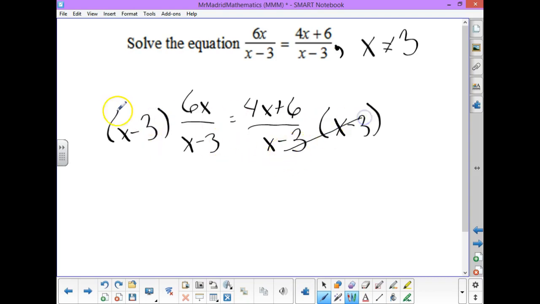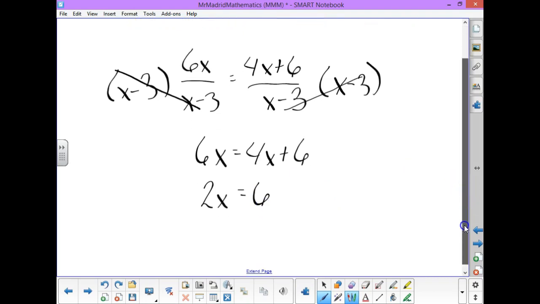So it's going to be canceled, and now we have, let's go ahead and subtract 4x from both sides. And at this point we can go ahead and divide both sides by 2, which leaves us x equals 3. Alright, so that's my solution.